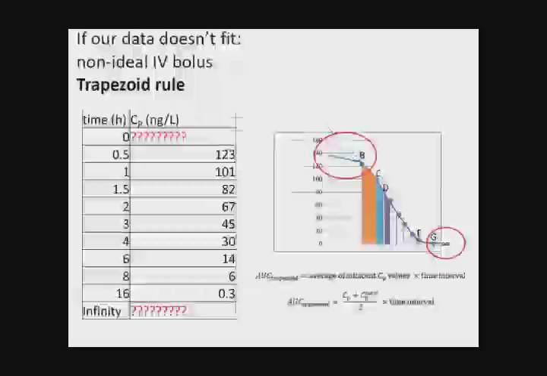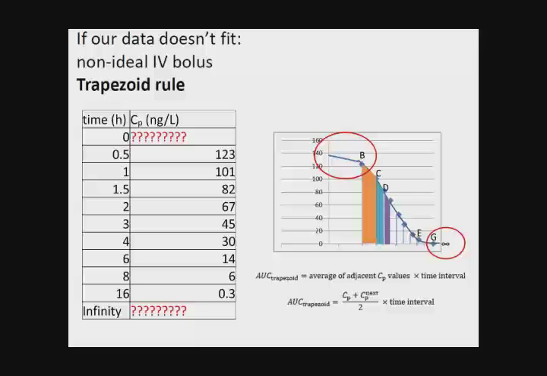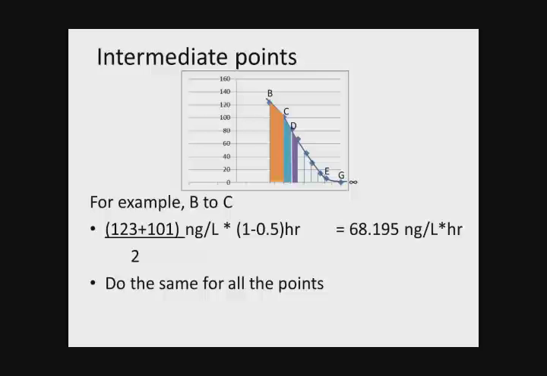But the problem is, how do you estimate from time 0 to time B? If you just made an arbitrary guess, some person might make a guess like this, another person might make a guess like this, and another like this, which would give 3 different AUC values for this initial trapezoid. And so you have to be able to estimate what your CP0 is.